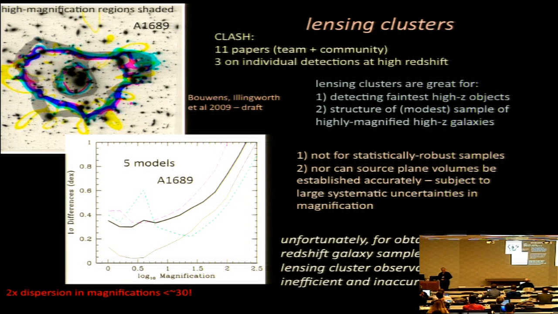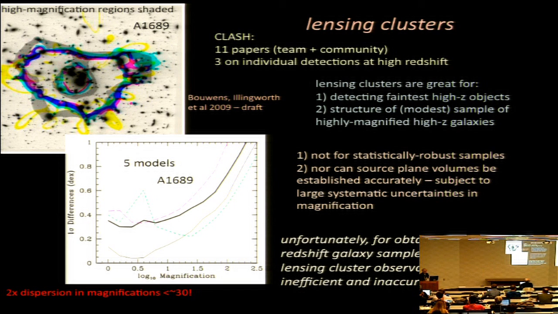So while they're great for detecting individual objects, they sure aren't good for doing statistically robust samples accurately. Large numbers are not in this field and not in this approach, and nor are highly accurate results. In fact, I would say that it's both inefficient and inaccurate. And there's a lot of people who make very strong claims about this, which is unfortunate. I love this stuff. It's great. But I think we need to be very honest and open about what you can use certain techniques for. And this is not to be used for significant samples of high redshift galaxies where you need accurate volumes with the current technology and modeling.